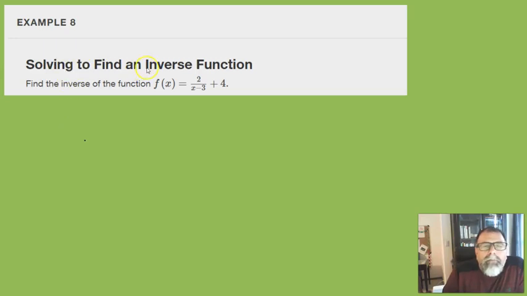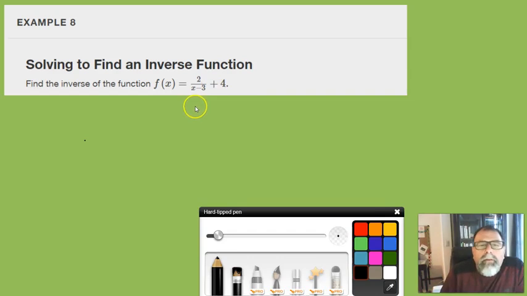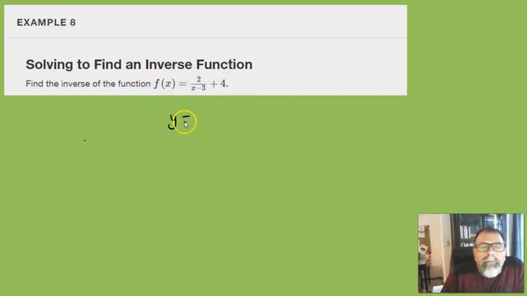Example 8, solving to find an inverse function. Find the inverse function. f of x is equal to 2 over x minus 3, plus 4. This is the way I do it. We're going to rewrite the f of x as y. I think I'm going to do it a little differently than the how-to. Right now, my first step, I'm actually going to interchange the x and y.